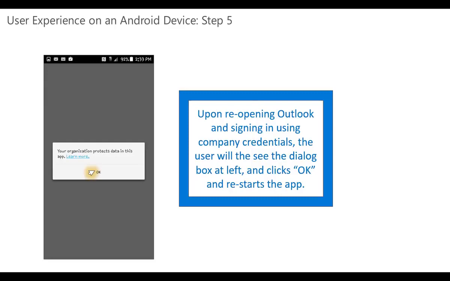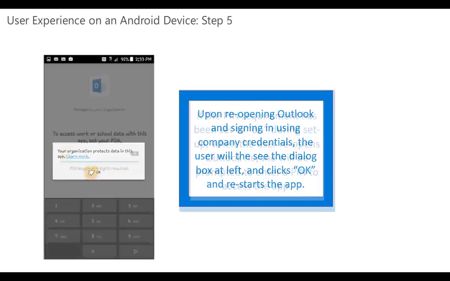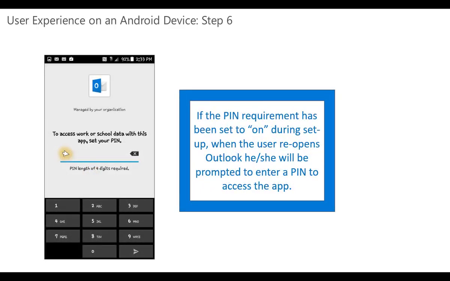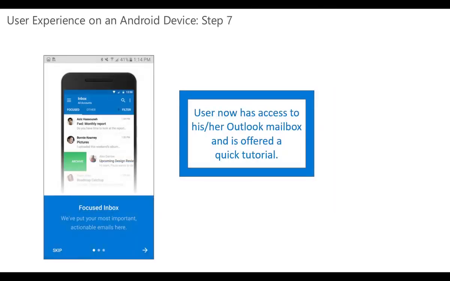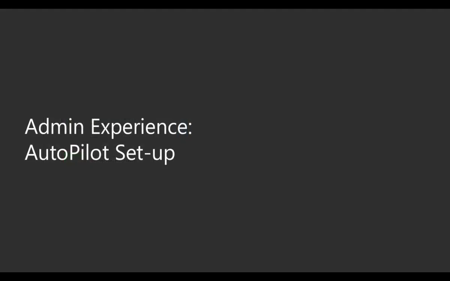environment, in the device management for that environment, and they'll just need to reopen Outlook. And again, it will step them through. If you have the PIN option set for your applications, the user will need to put in a PIN and then reopen Outlook so that they can then get access. Now, once they've gone through that, they'll then be able to access their mailbox and go through a quick tutorial.